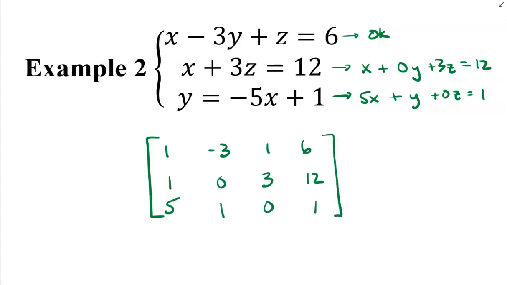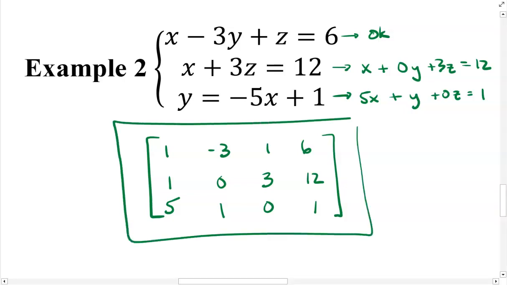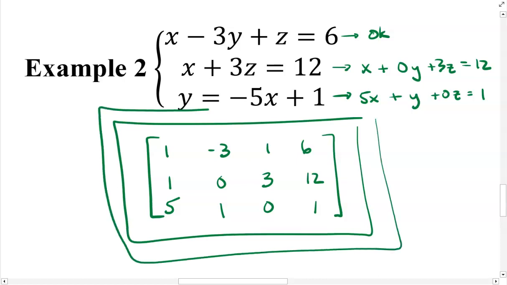And here we go. With the coefficients in place and everything written in standard form, I think we've got a pretty good result in this format here. 1, negative 3, 1, 6 across the top, 1, 0, 3, 12 across the middle, 5, 1, 0. Yeah, this is a positive 1. So I almost confused myself there. Positive 1 in that bottom right-hand corner. That looks pretty good to me.